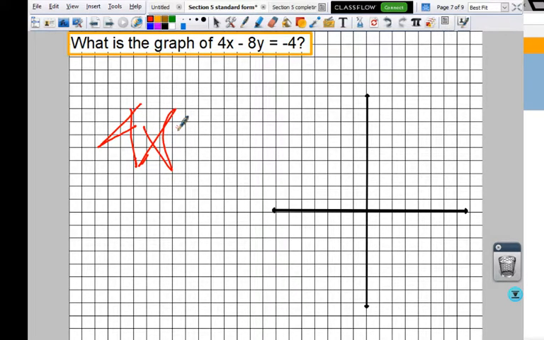Looks like a flag. That's a nice x. Keep going. That's a star. 4x equals negative 4 now. We're going to ignore that negative 8y, because I don't care about it right now.